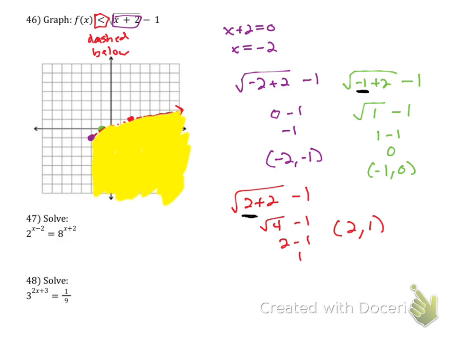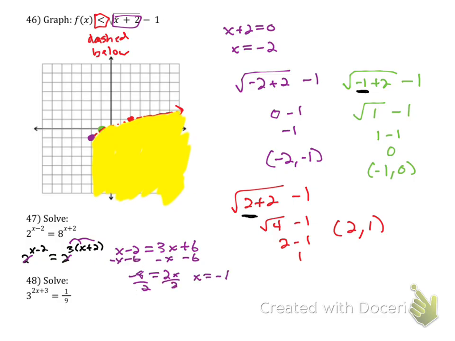47, I need the same base. 8 becomes 2 cubed. And I need to distribute that to the x plus 2. Can drop the base. X minus 2 equals 3x plus 6. Subtract x, 2x, subtract 6, -8. X equals -4.